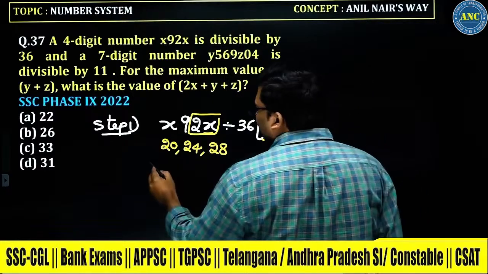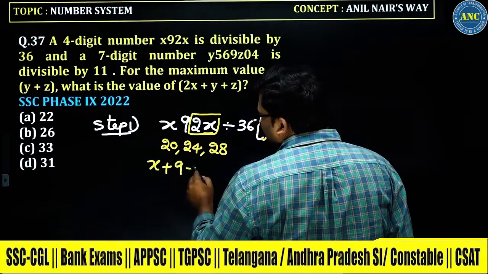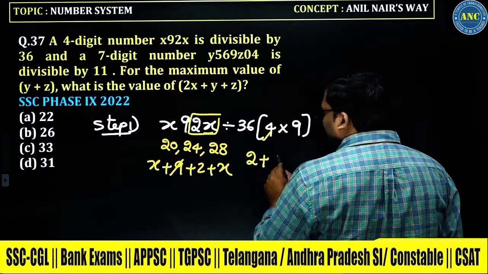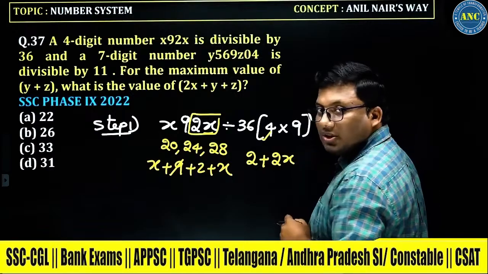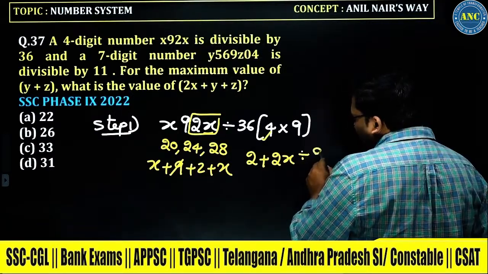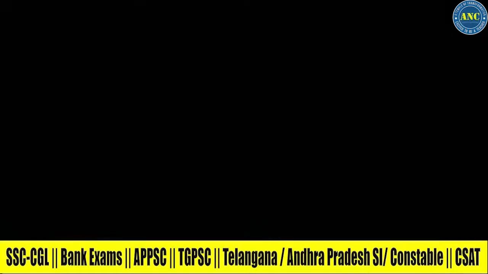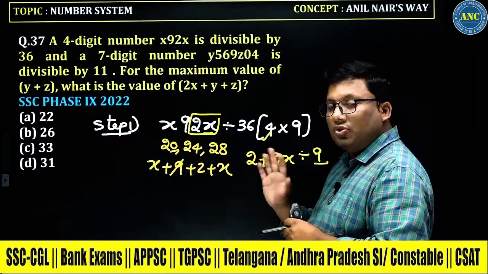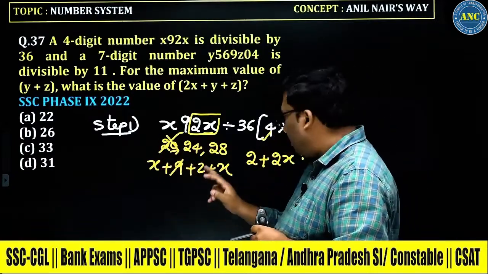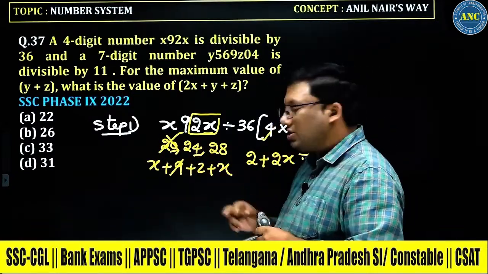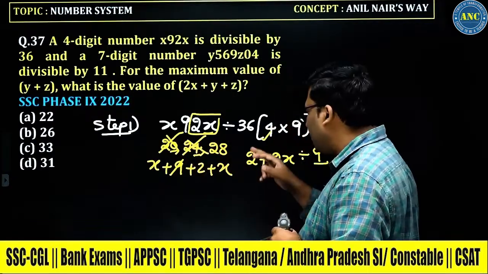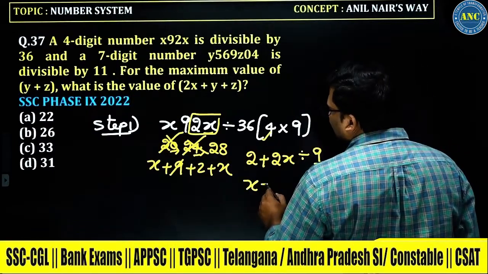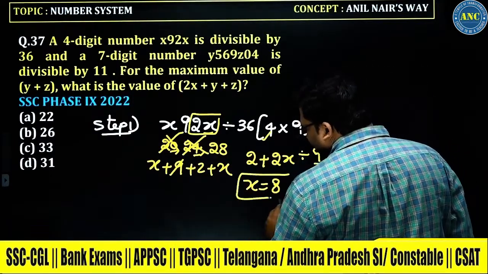For 9, it will be x plus 9 plus 2 plus x. That means 9 cancels, 2 plus 2x should be divisible by 9. If x is 0, 0 into anything is 0, 0 plus 2 is 2, which is not divisible by 9. If x is 4, 4 2s are 8, 8 plus 2 is 10, not divisible. If x is 8, 16 plus 2 is 18. That means the x value we got is 8.